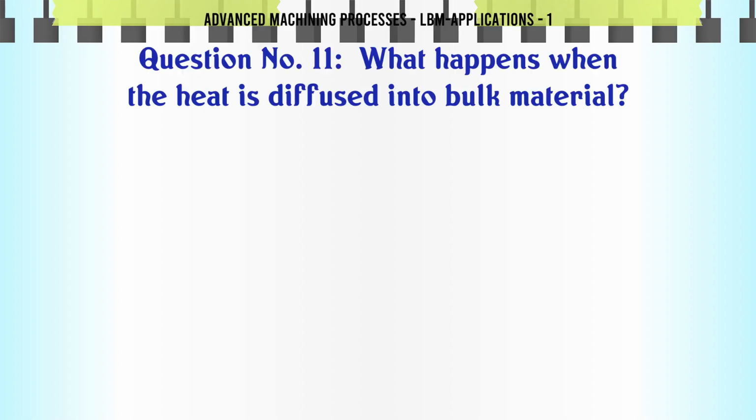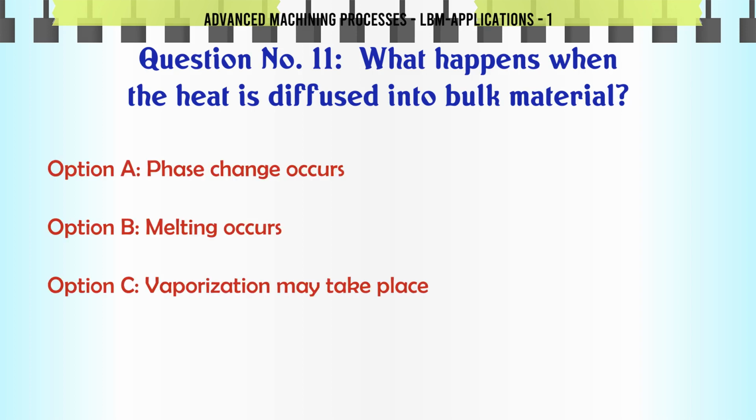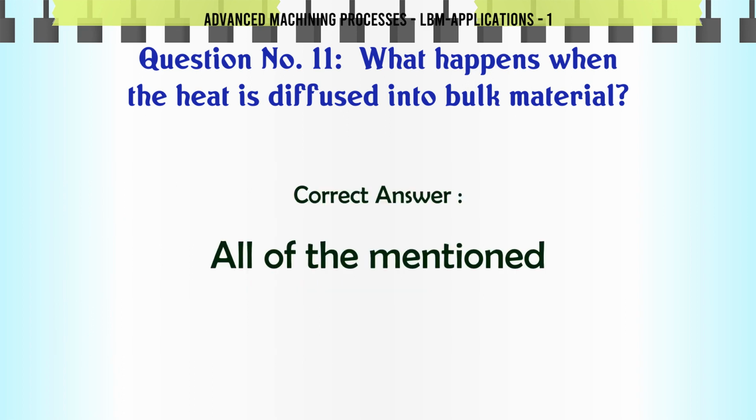What happens when the heat is diffused into bulk material? A. Phase change occurs, B. Melting occurs, C. Vaporization may take place, D. All of the mentioned. The correct answer is all of the mentioned.